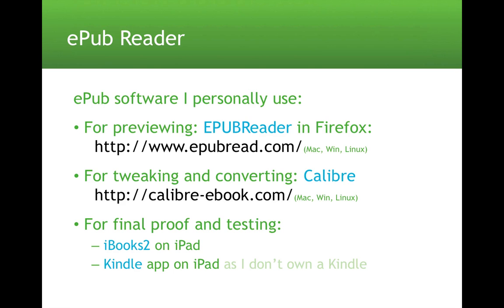The ePub reader I used here in the demo is the ePub reader in Firefox. It's cross-platform, Mac, Windows, and Linux, and you can find it under the URL I listed here. And for tweaking and converting, I use Calibre, again cross-platform, and you can find it under the URL here. For final proofing and testing, I used iBooks 2 on iPad and the Kindle app on iPad, as I don't own a Kindle. Probably I should have one if I plan to publish to Kindle. The way to transfer that to a device, for example to an iPad, you use iTunes and just drag that in there and then sync your iPad and it will show up there.